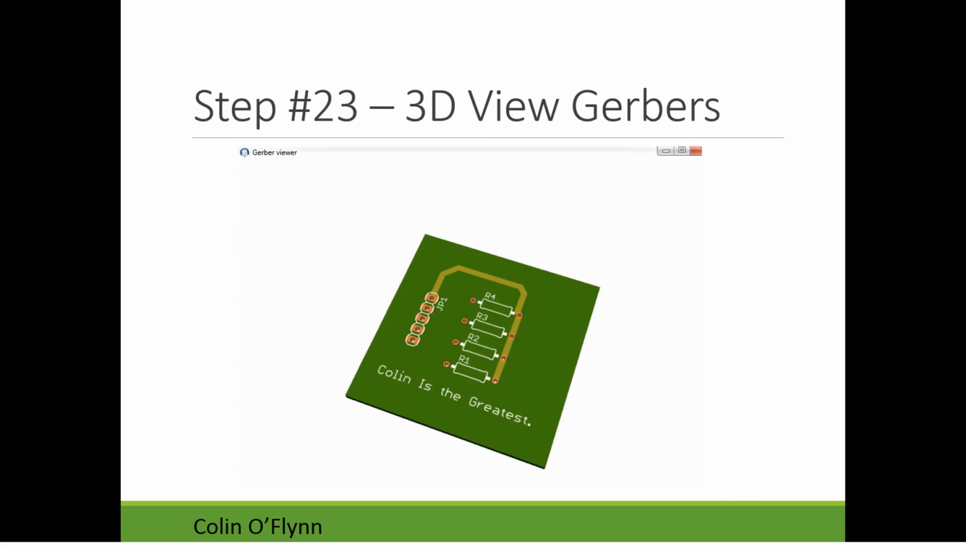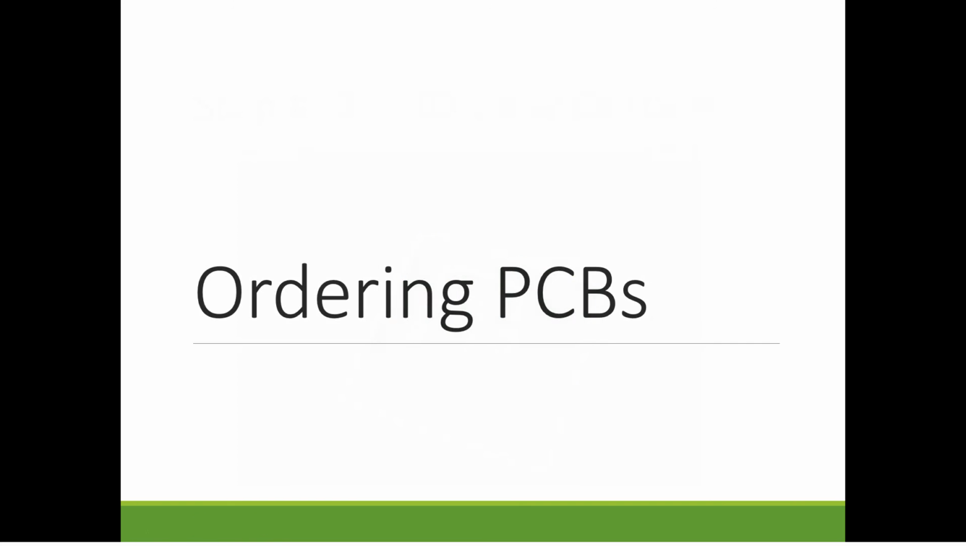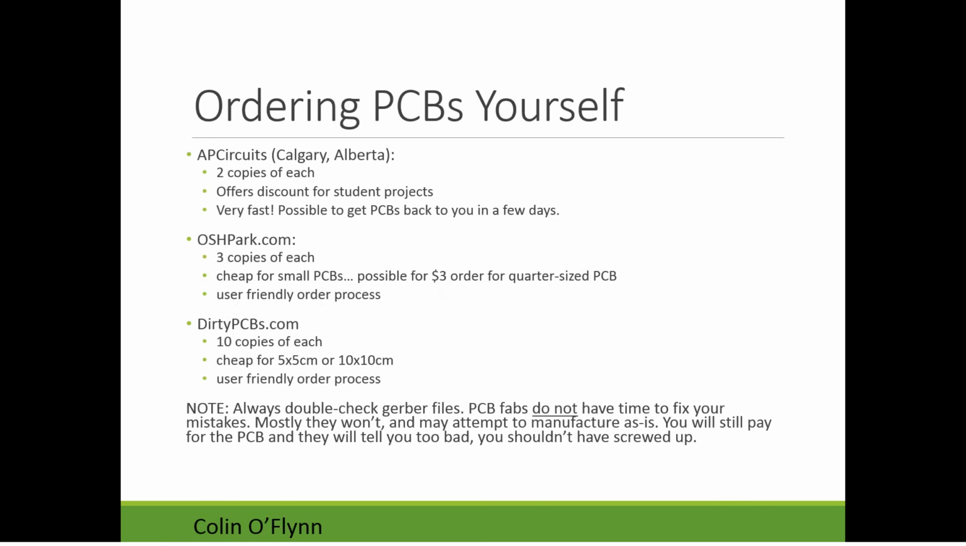All right. So finally, we get to the point where you might want to order actual circuit boards. And this can be done pretty cheaply. So there's a few options. AP Circuits, which is in Calgary, by default, I think you get at least 2 copies of each board. For student projects, they'll offer discounts, normally like $500 a credit. You just have to pay for shipping.